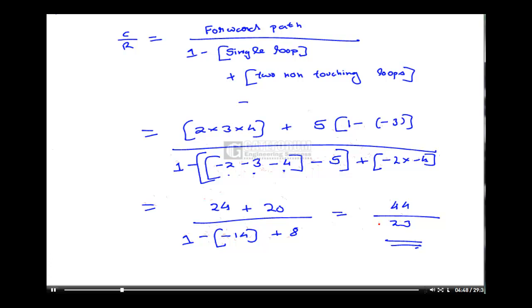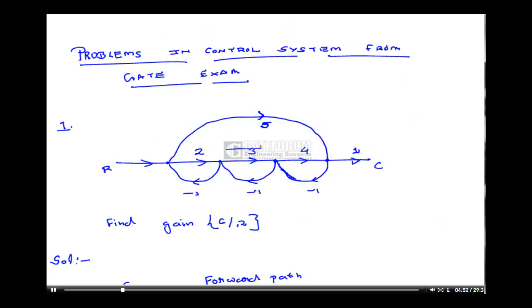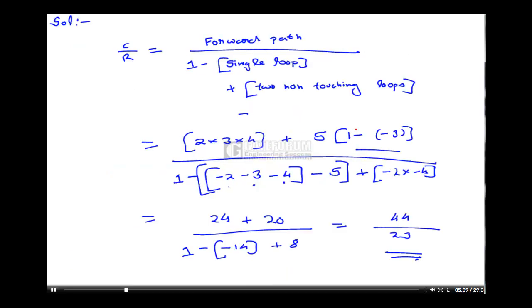Okay, simple problem. We just have to see the number of forward paths and the loops attached with this. This is one loop, this is another loop, this is another loop, this is again one more forward path. To this forward path, this loop is non-touching. So that's why we have taken this in this. Minus 3 is the product of 3 into minus 1. Okay, so this was one problem.